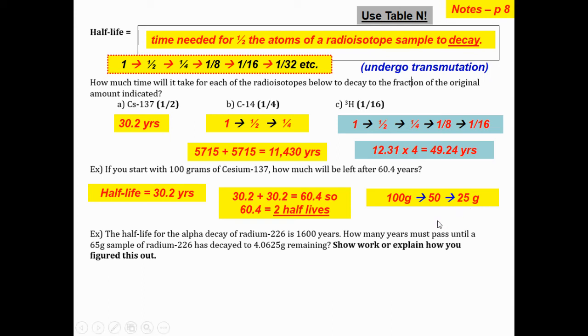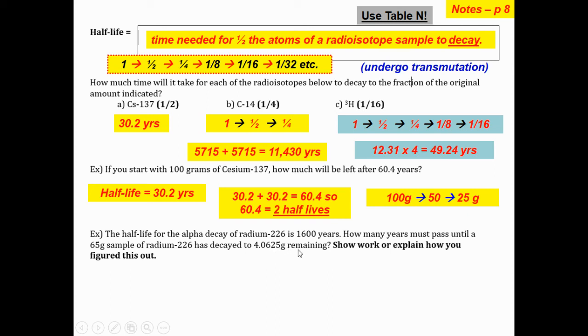Final problem. The half-life for alpha decay of radium-226 is 1,600 years. How many years must pass until a 65-gram sample of radium-226 has decayed to 4.0625 grams remaining? So they want to know how long is it going to take, how many half-lives and or how many years will it take if you start with 65 grams and it decays till you only have 4.0625 grams left. You probably need a calculator for this.